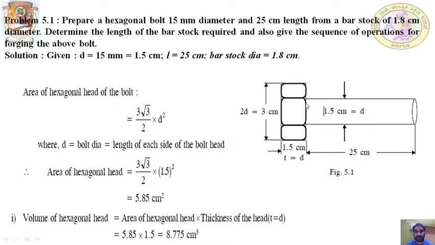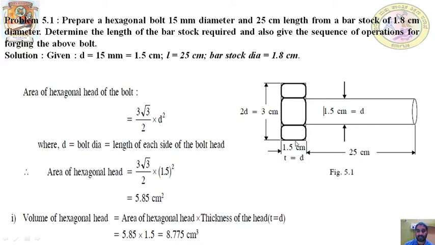The first portion is the hexagonal headed bolt. The area of the hexagon is given by a standard formula, 3 into root 3 multiplied by d square divided by 2, where d is the diameter of the shank, the diameter of the bolt. The diameter of the shank is given as 1.5 centimeter. All the dimensions you should take in centimeter. So you will get 5.85 centimeter square as the area of the hexagonal head.